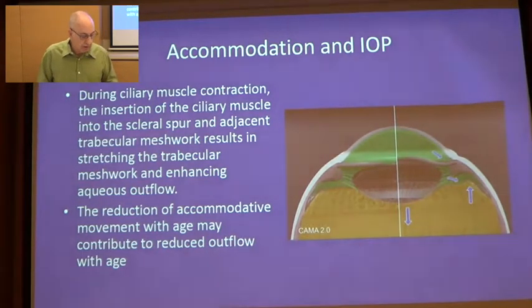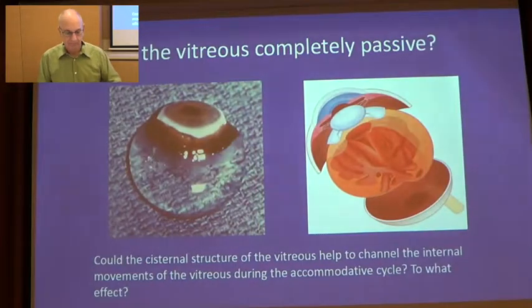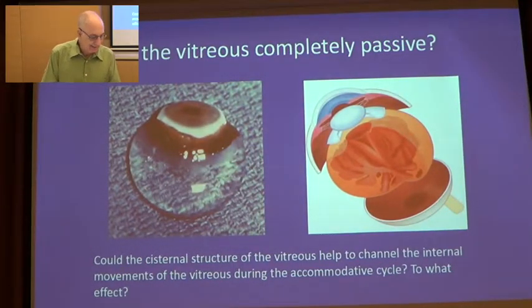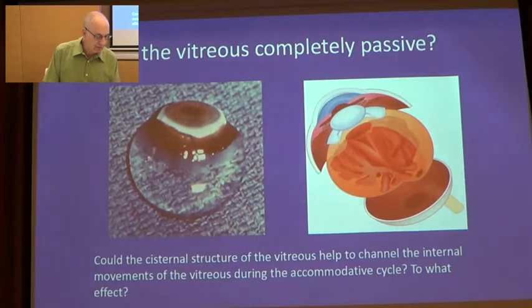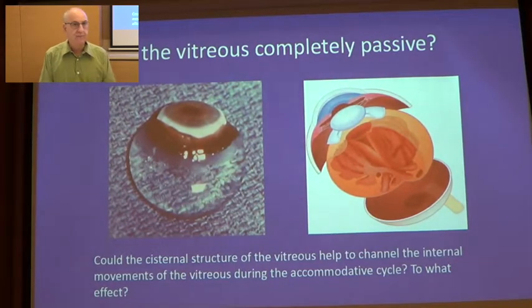The reduction of accommodative movement with age may contribute to reduced outflow with age and is clearly related to the development of glaucoma. The vitreous body is a transparent connective tissue with viscoelastic properties where movements external to the vitreous cause internal movement within the vitreous.